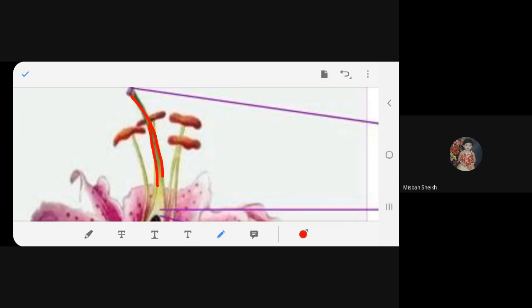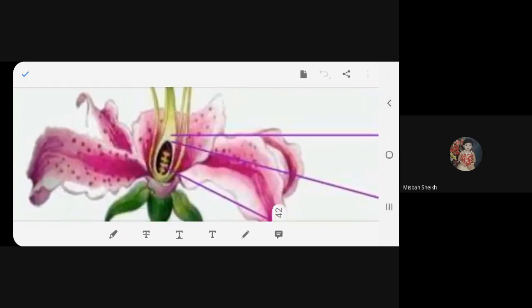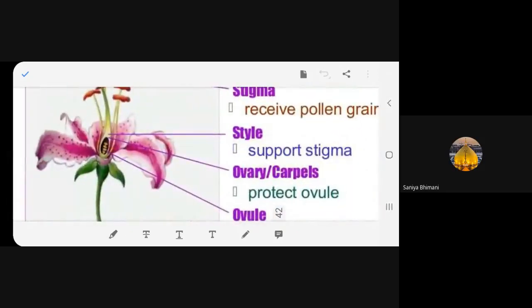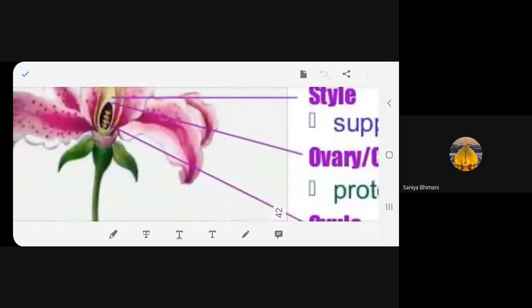Support stigma. Simple. What is the function of style? Support stigma. Then we come to, what is this? Ovary. What is the function? Support ovule. Support? Ovule. Protect ovule, not support. Protect ovule.